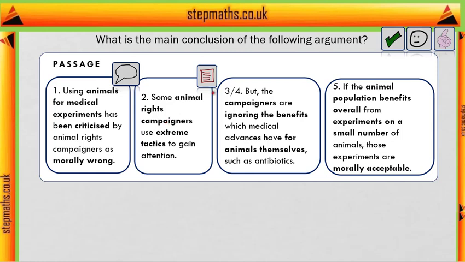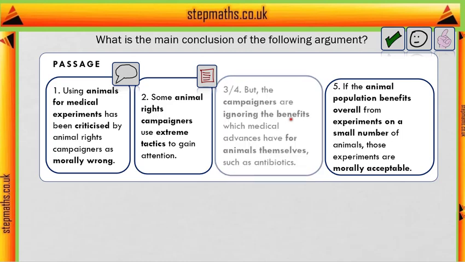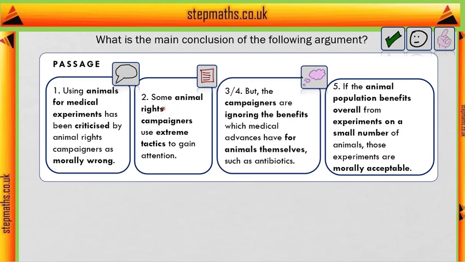What they're going to do as normal is, when they report what other people say, they're going to disagree. So they say, but the campaigners are ignoring the benefits that medical advances have for animals themselves, and they give antibiotics as an example. So saying these benefits are important and the campaigners are ignoring them is giving the writer's opinion. And then they say, if the animal population benefits overall from experiments on a small number of animals, then those experiments are morally acceptable. So saying something's morally acceptable is giving an opinion again.